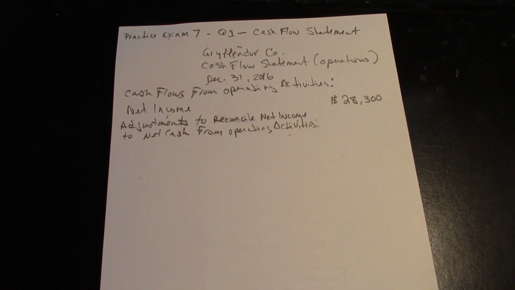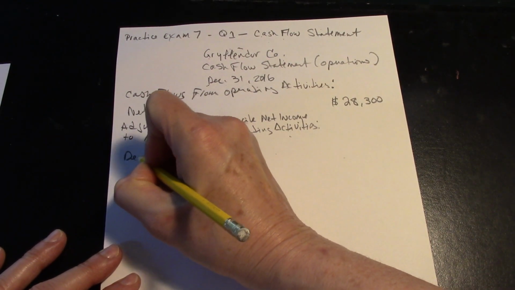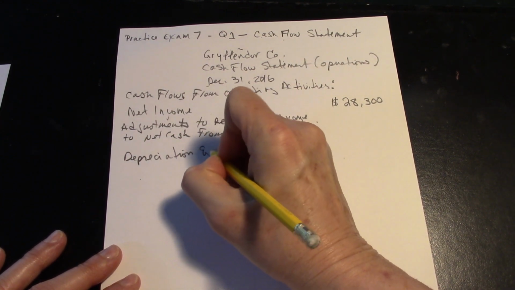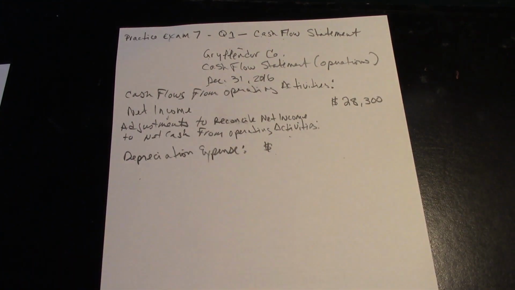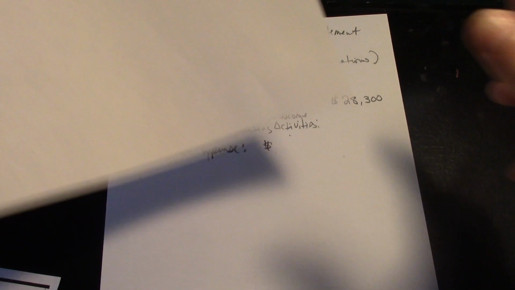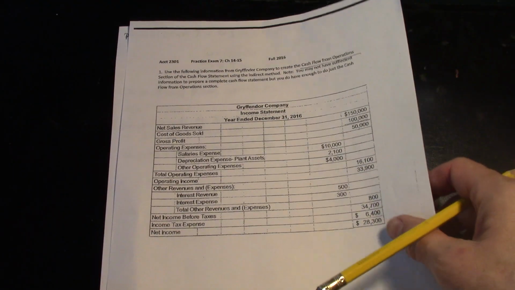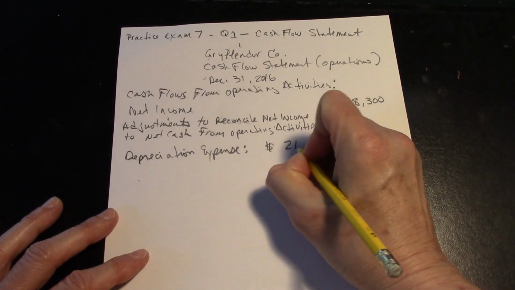So the first adjustment you always do is, if there is depreciation expense, you add that back in, and it's always an add. So depreciation expense. Why? Because it's a non-cash expense. It shouldn't have been taken out of the cash flows. Oh, that's the balance sheet part. Of course, expenses are on the income statement. There we go. Depreciation expense, $2,100. So you add that back in.